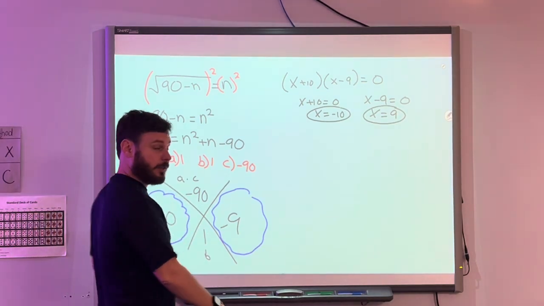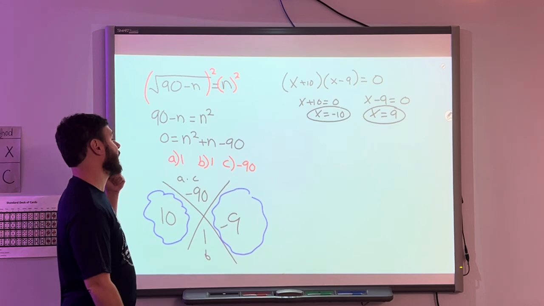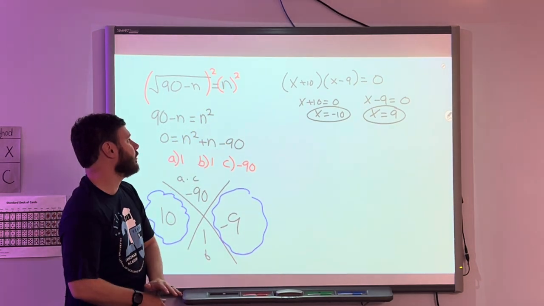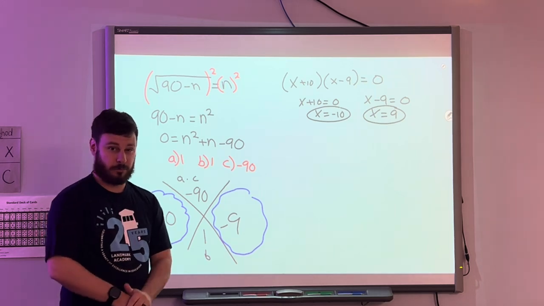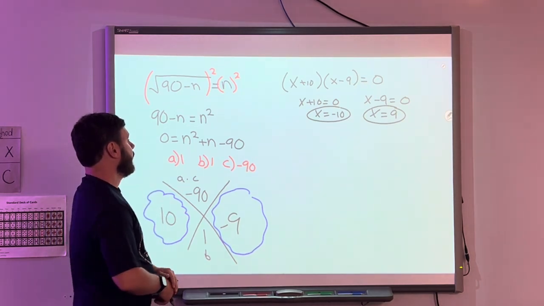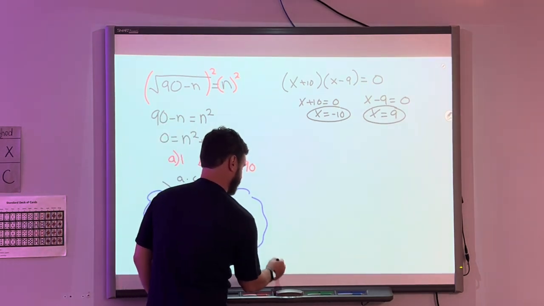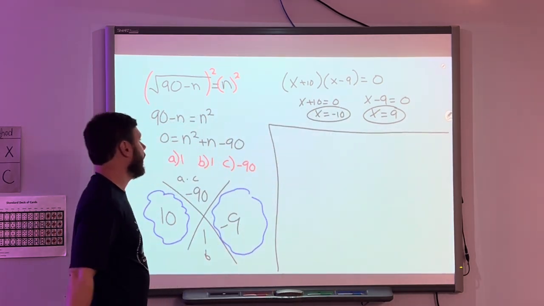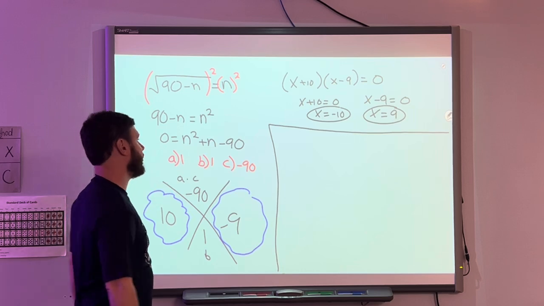I spoke at the beginning of the problem about needing to check for extraneous solutions. So I have to do that twice because I have two answers. I'm going to take each of these, plug it in there, and see if it works.